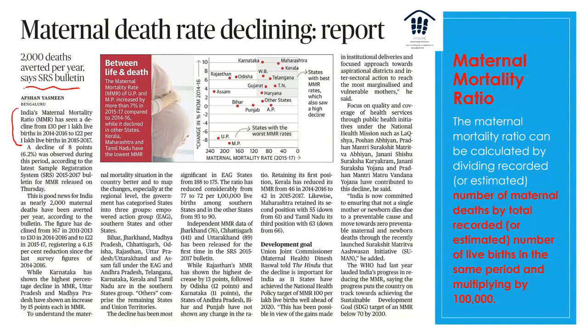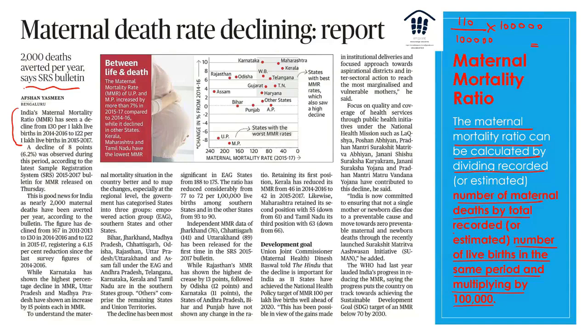So the first question is, what is maternal mortality ratio? The maternal mortality ratio can be calculated by dividing the recorded number of maternal deaths by the total number of live births in the same period and then multiplying by 1,000. So let's say if there were 1,000 live births, right? And let's say 110 of them died. So that is the basic idea, right? Obviously, as you know, there'll be a lot more. So let's say for 1 lakh births, there would be 110 deaths. That is the basic idea behind this.